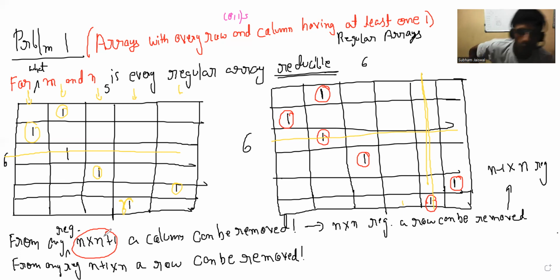Fine. So for homework, try taking 2 by 3 and 4 by 5 matrices, draw them, and try to reduce them. You will see you can remove both a row and a column. It may not be trivial to reduce it sometimes, but you can. Any questions?